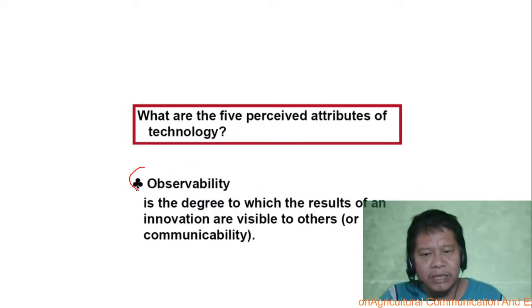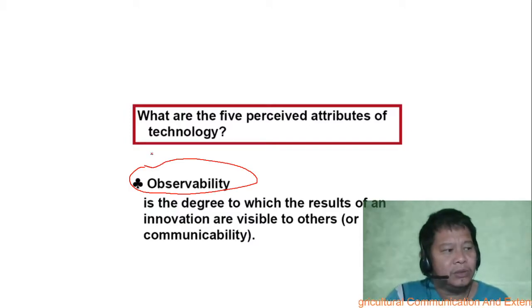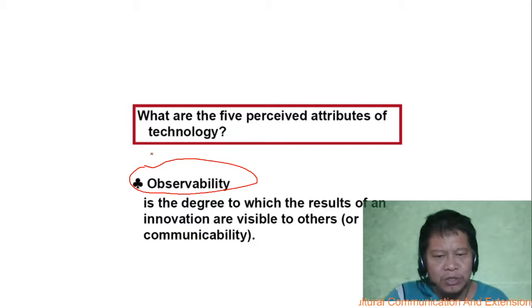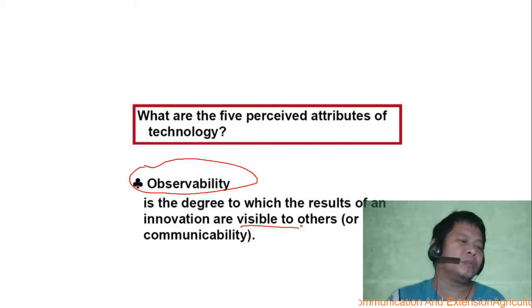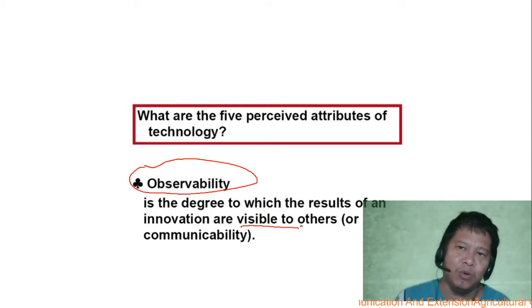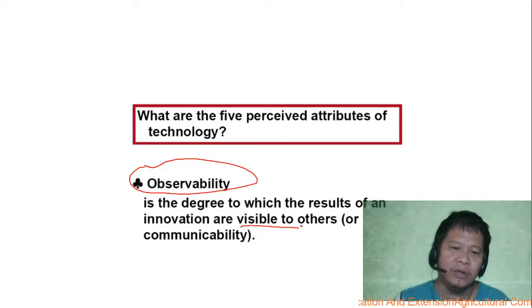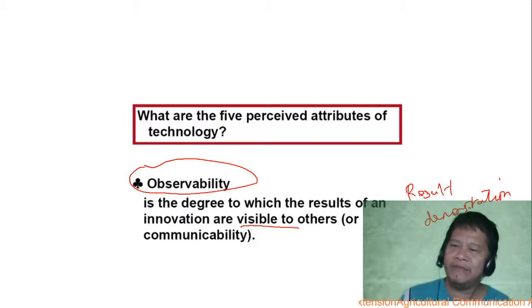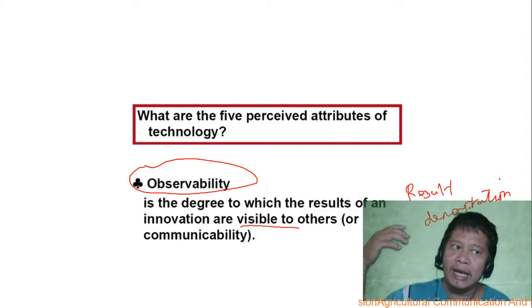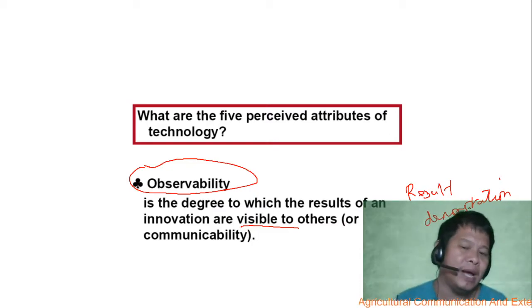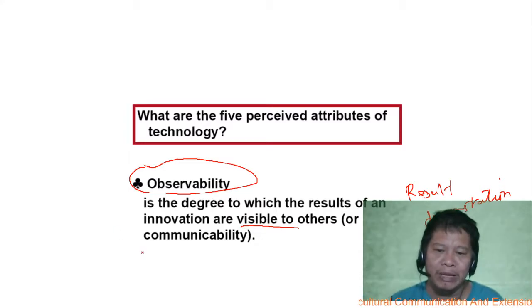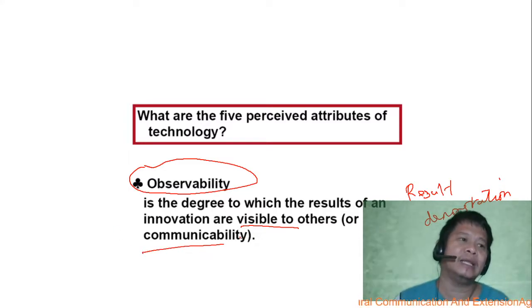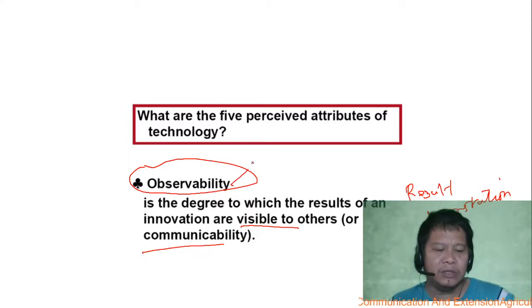And also observability, or communicability. Observability is the degree to which the results of an innovation are visible to others. For example, with a variety that was tried in a result demonstration farm, you see the result in the demo farm. With extension programs like result demonstrations, you see with your own eyes that it is good. Testimonies, based on communicability, and the experiences of others also help you adapt easily. If it can be seen, if it can be observed, the technology is easily adapted.